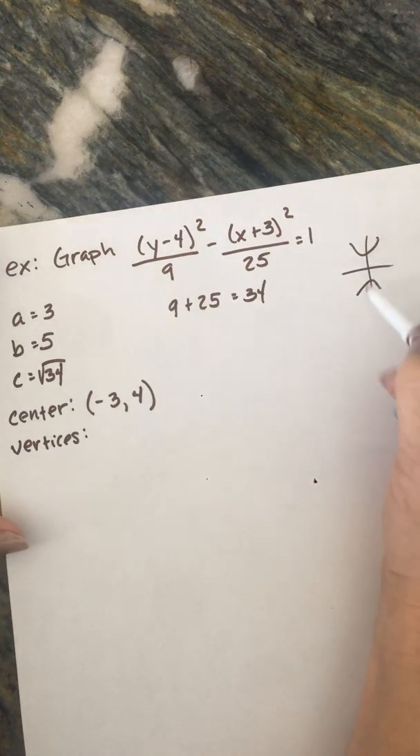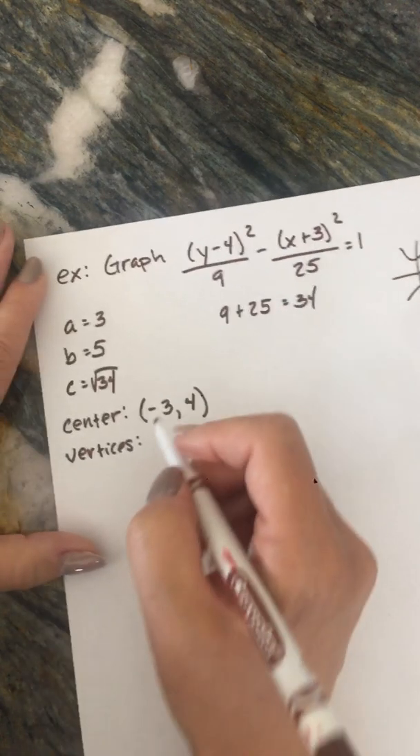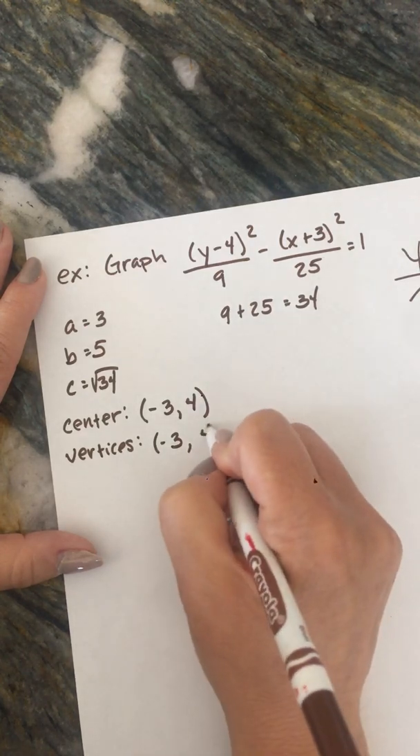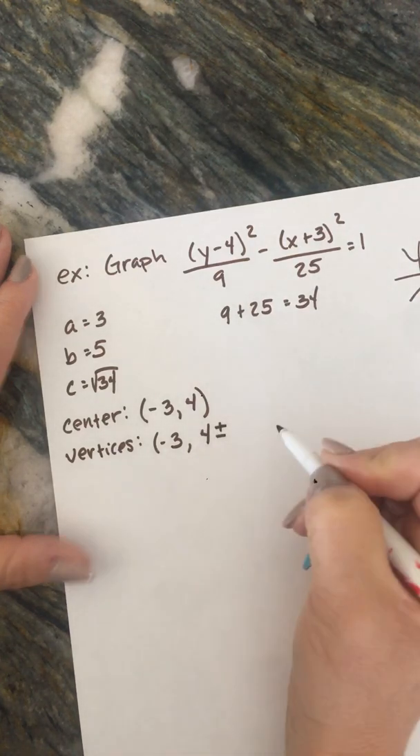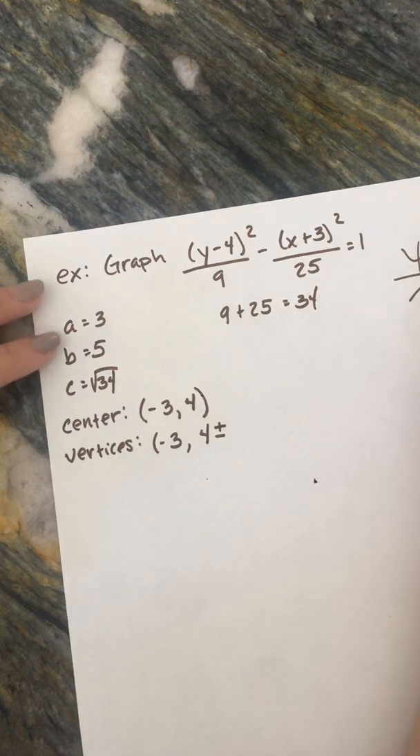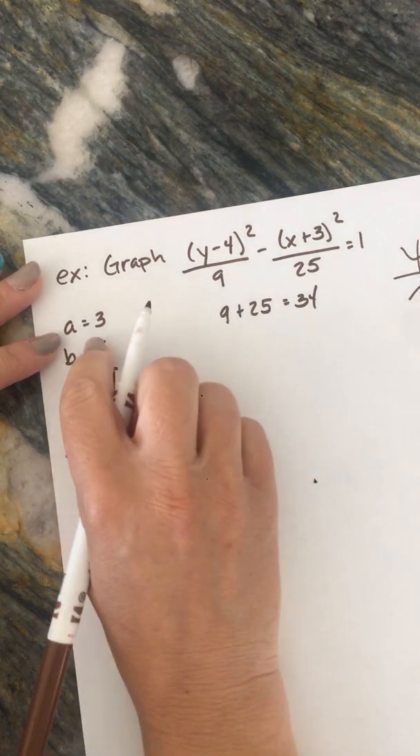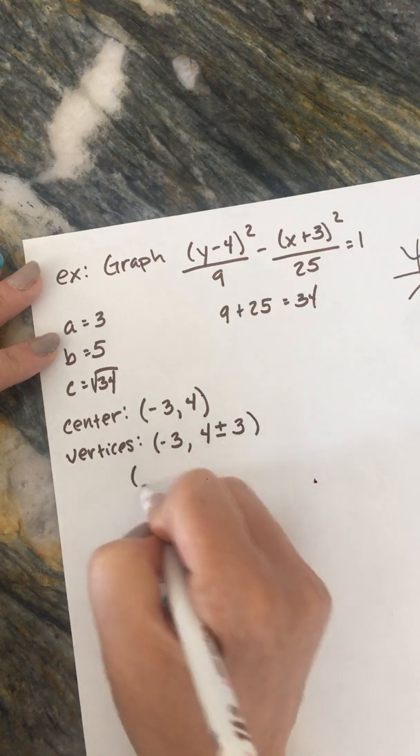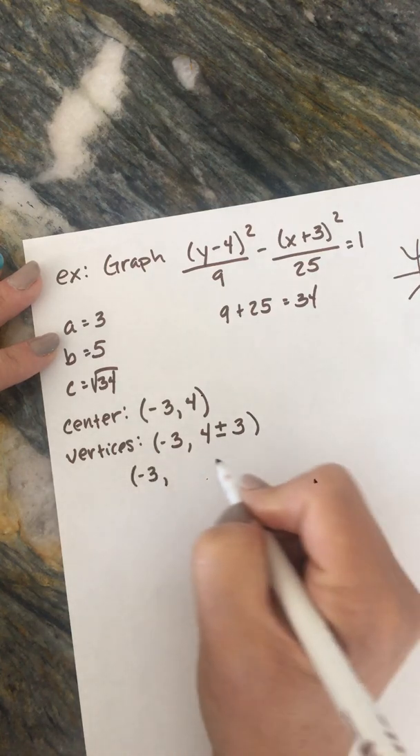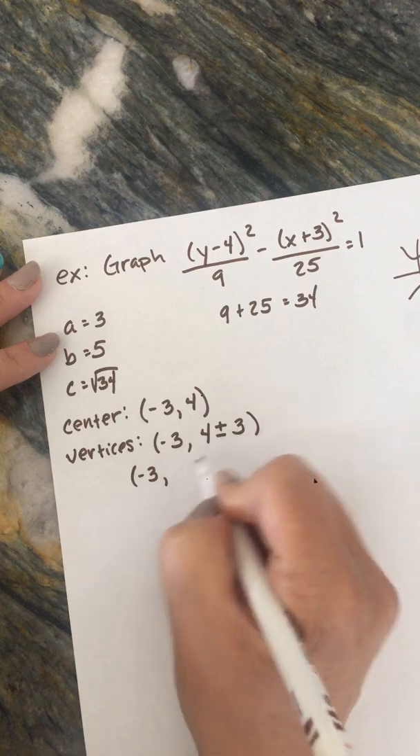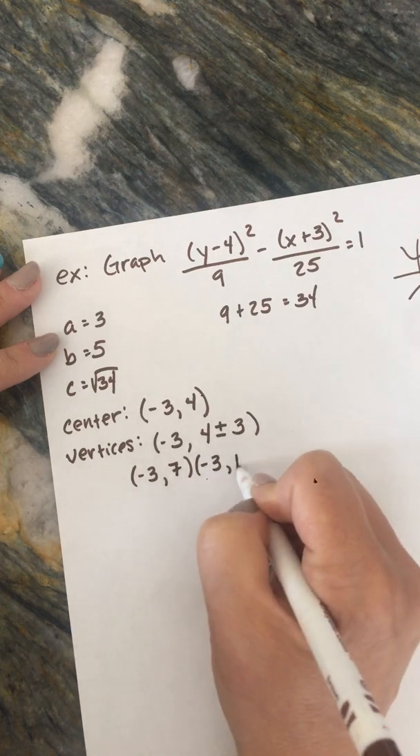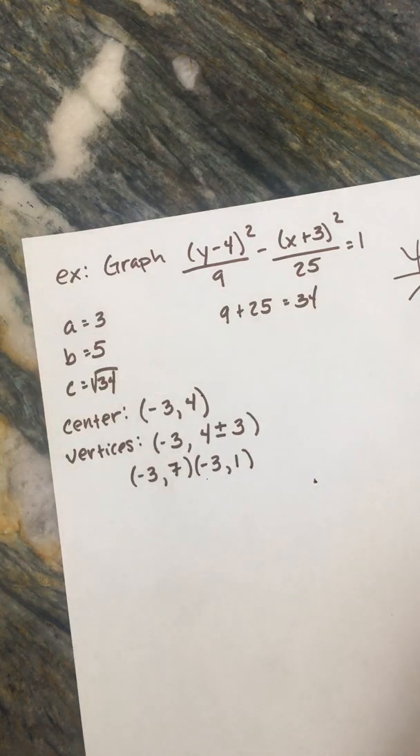They have the same X coordinate, but different Y coordinates. So the vertices will be at -3, and then we start at the center and we move up and down 3 units because your A is 3. So the vertices will be located at (-3, 4 plus 3, which is 7), and (-3, 4 minus 3, which is 1). Okay.